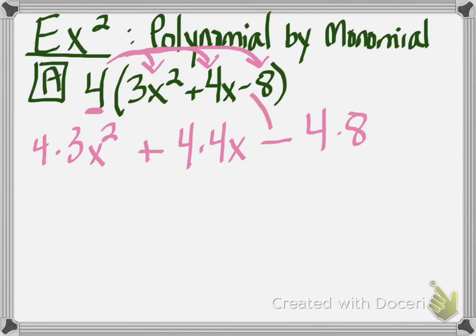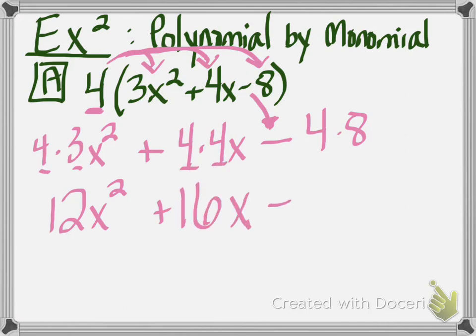Okay, that's where that subtraction sign goes. I didn't get rid of it. 4 times 3, I can combine coefficients to make 12x squared, plus 4 times 4 gives me 16x, minus 4 times 8 is 32. Now I'm going to check just to make sure.